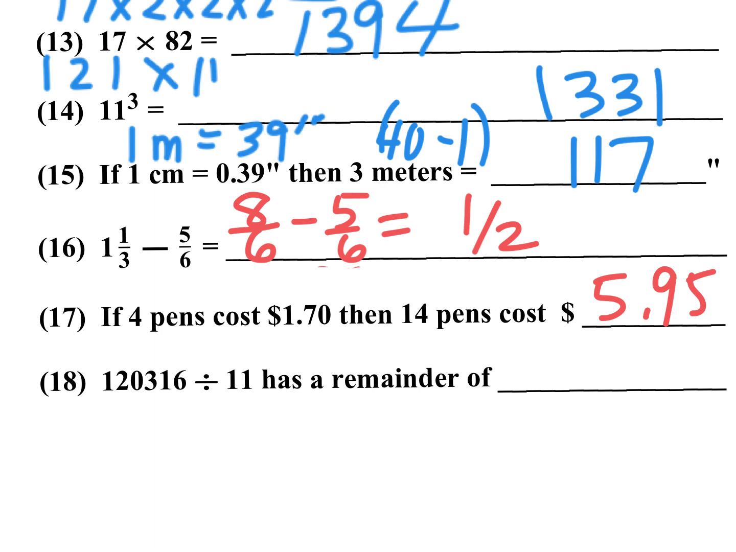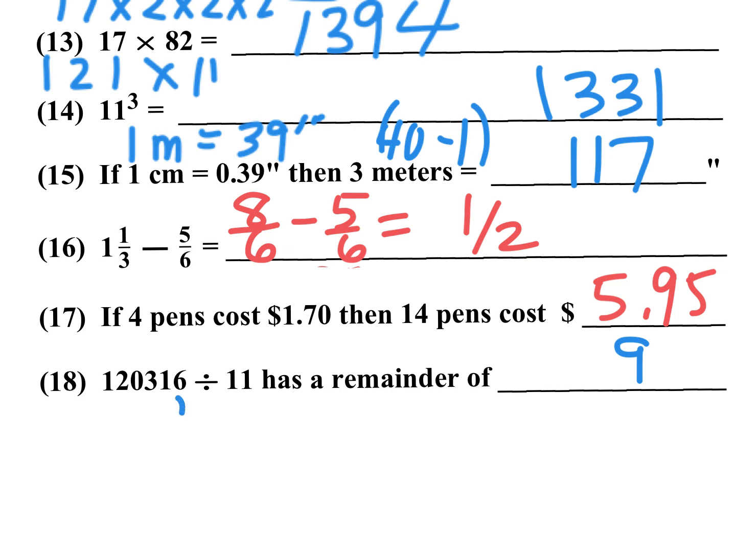Number 18 is 120,316 divided by 11. So I'm going to take 11 into 121. So I have a remainder 10. 103 is 4. And then subtract that. And if you work this out the long way, you're going to get an answer of 9. Now, there is a shortcut for this.